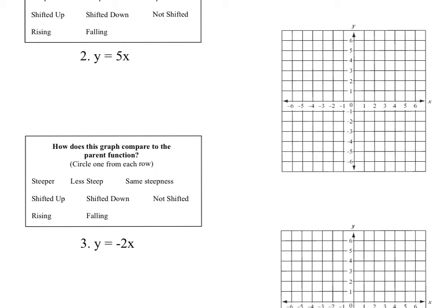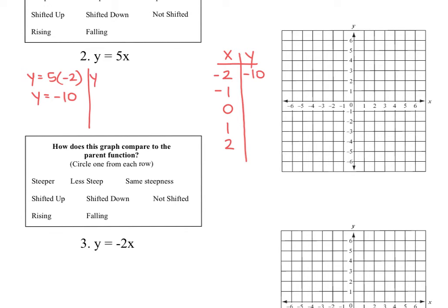Here we have the equation y equals 5x. Okay, so again, pretty similar, but we've got a new coefficient there. So we're going to make our xy chart, and I'm going to plug in the same things as always, -2, -1, 0, 1, and 2. All right, so I need to show my work for at least 3. So I have y equals 5 times -2 first. So when x is -2, y is -10. All right, now I'm going to plug in -1. So I have 5 times -1.